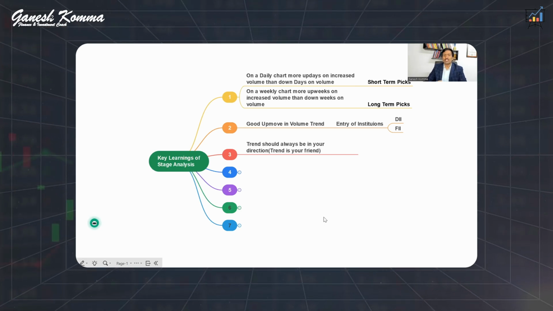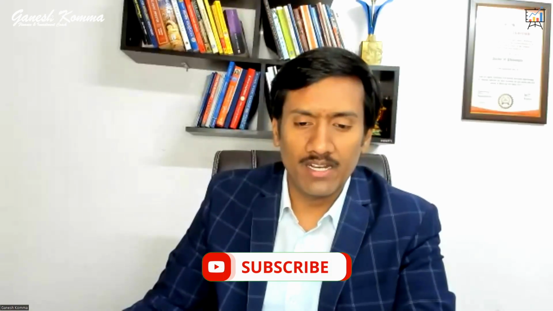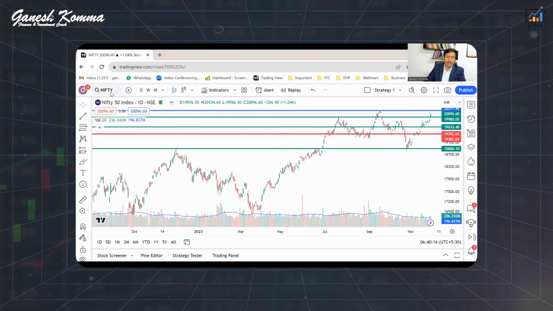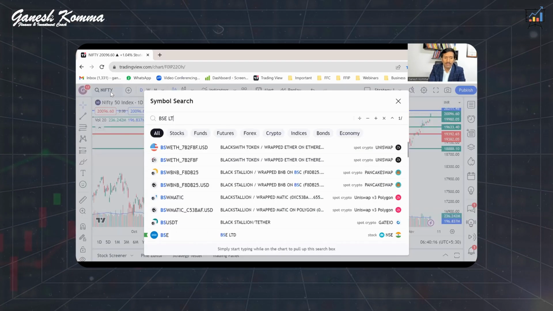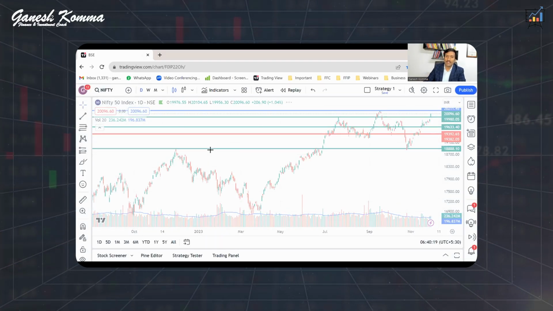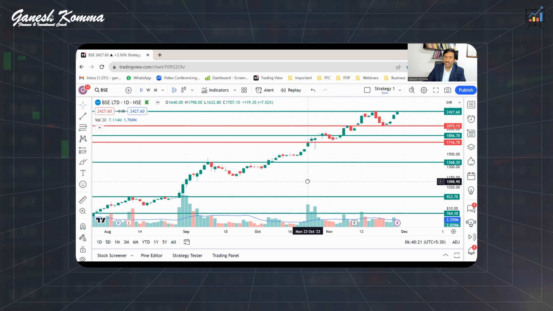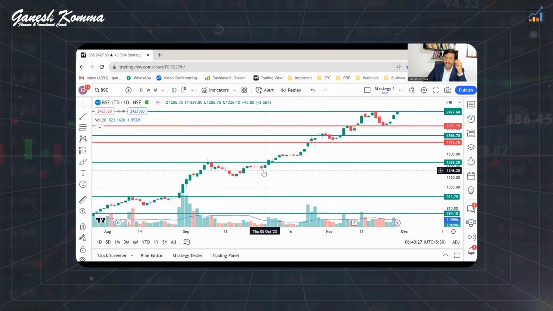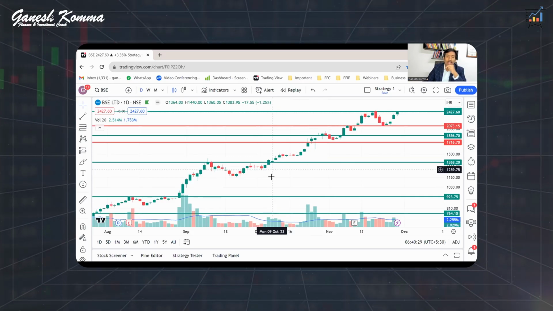Now, I'll just give you a couple of examples. Yesterday we had a trending market where the market was positive and we saw a very good up move. Apart from that, with stock examples of these 3 pointers we have discussed in our presentation, BSE Limited is in a good uptrend on the daily chart. The number of up days are more than down days.